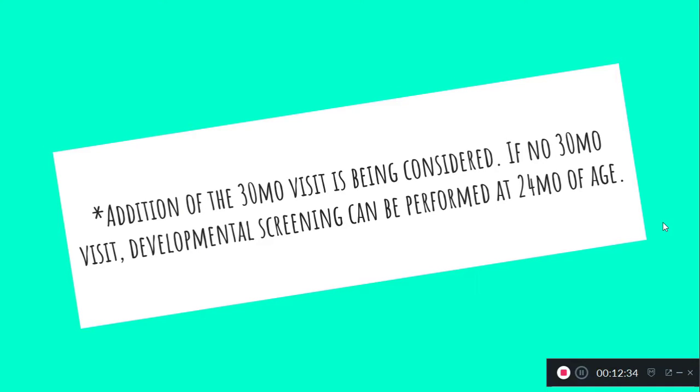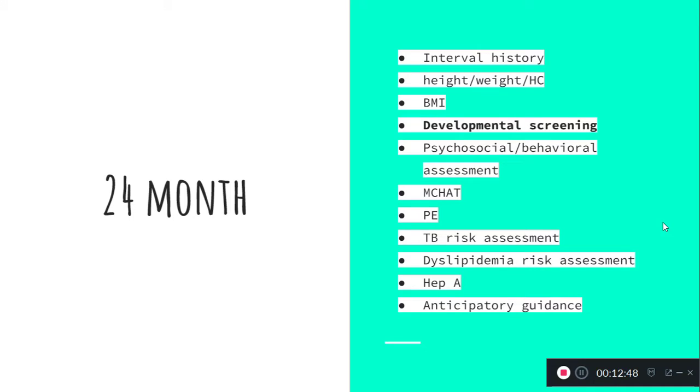30-month visit. So this is something that's being considered to add. If we do not have a 30-month visit, then developmental screening can be performed at 24 months of age. So really that last developmental screening can be performed either at 24 or 30 months, depending on what visit we have or what our schedule is. Now, the 24-month visit, again, would be a double screener visit. So that would be MCHAT and a developmental screener.